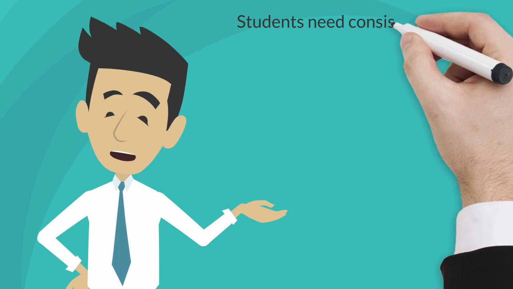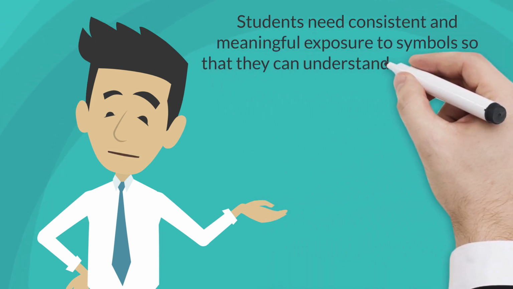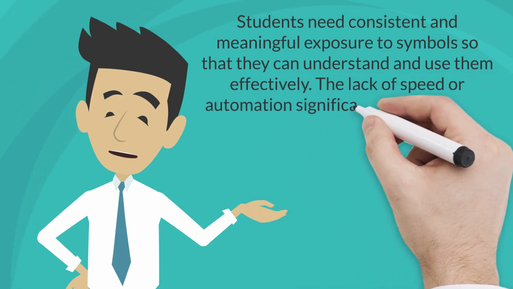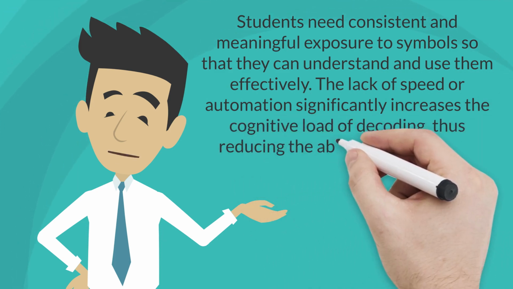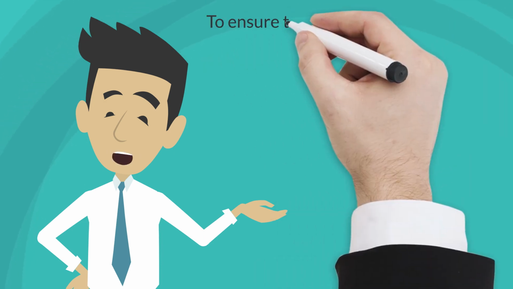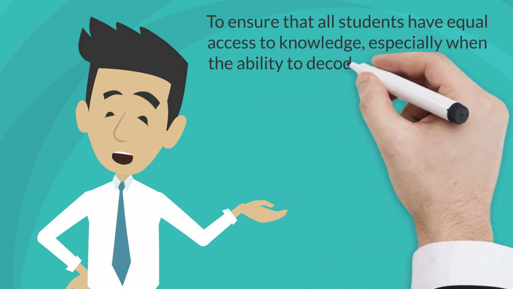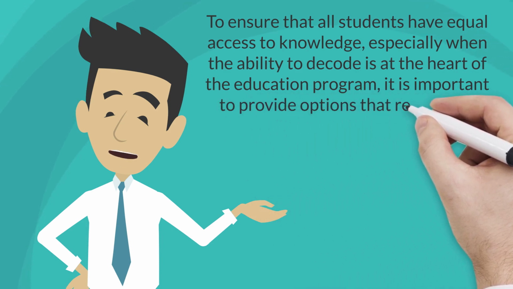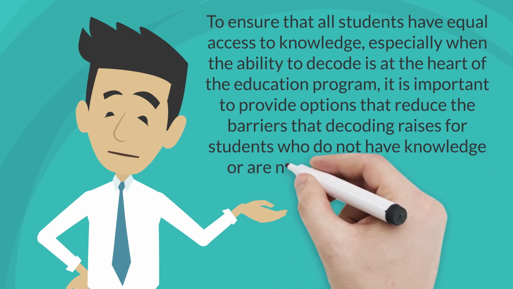Students need consistent and meaningful exposure to symbols so that they can understand and use them effectively. The lack of speed or automation significantly increases the cognitive load of decoding, thus reducing the ability to process and understand information. To ensure that all students have equal access to knowledge, especially when the ability to decode is at the heart of the education program, it is important to provide options that reduce the barriers that decoding raises for students who do not have knowledge or are not familiar with symbols.